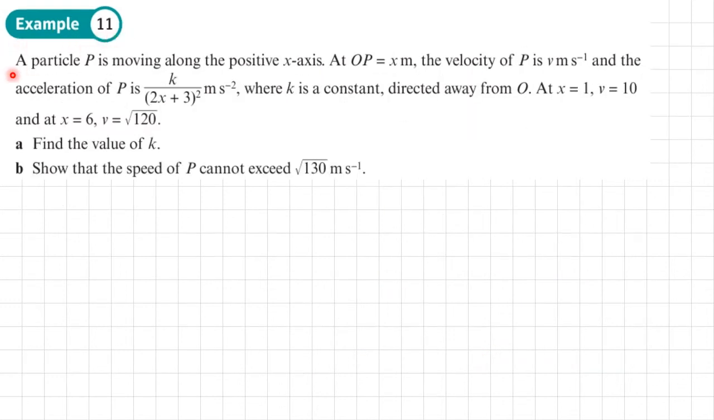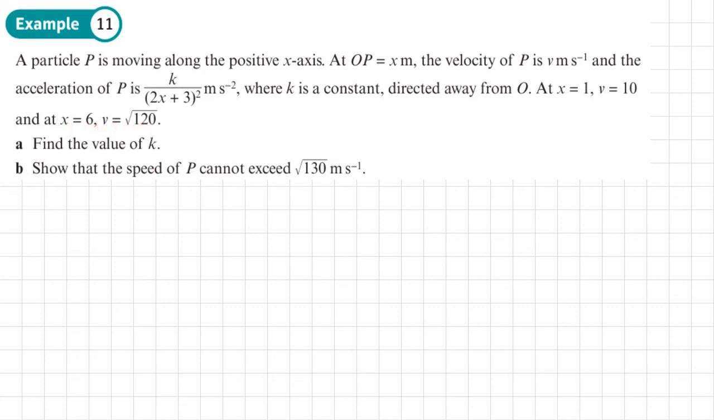Example 11. A particle P is moving along the positive x-axis. At OP equals x meters, the velocity of P is v meters per second and the acceleration of P is k over (2x plus 3) all squared, where k is a constant, directed away from O. At x equals 1, v equals 10, and at x equals 6, v equals the square root of 120.